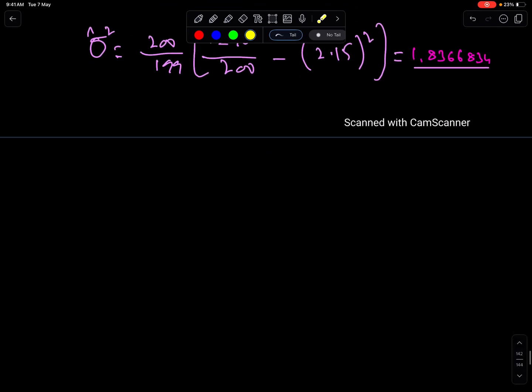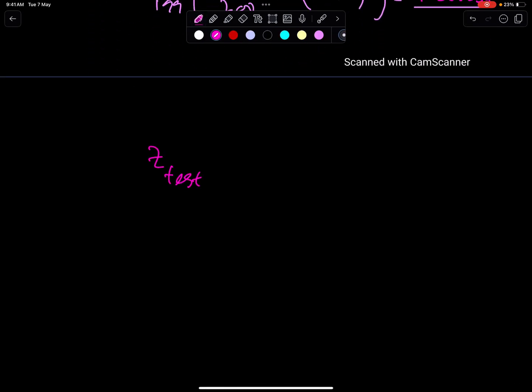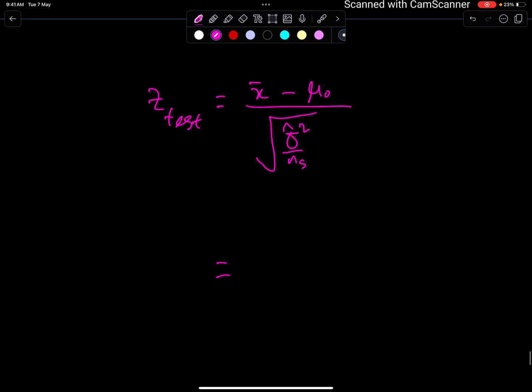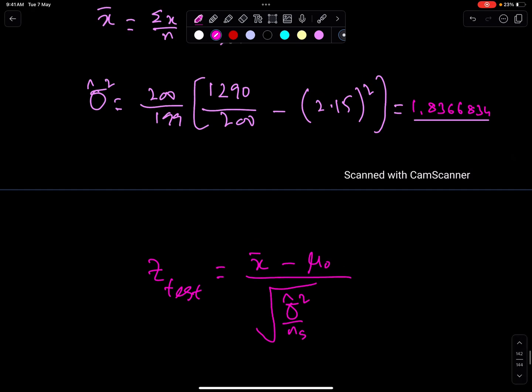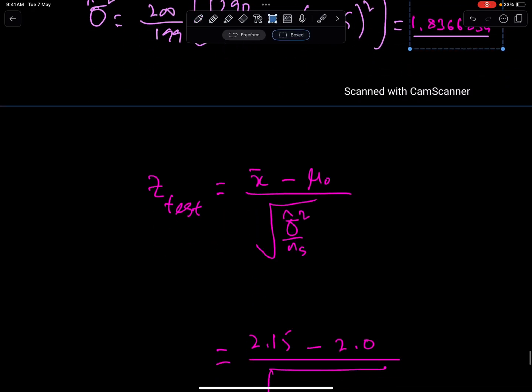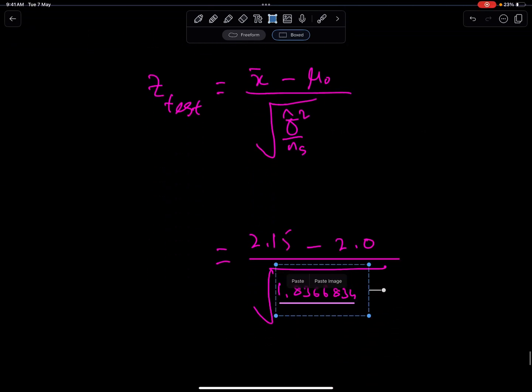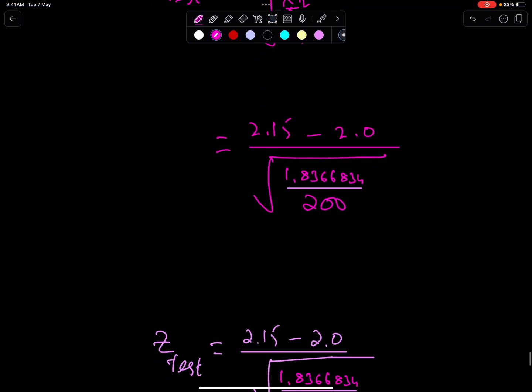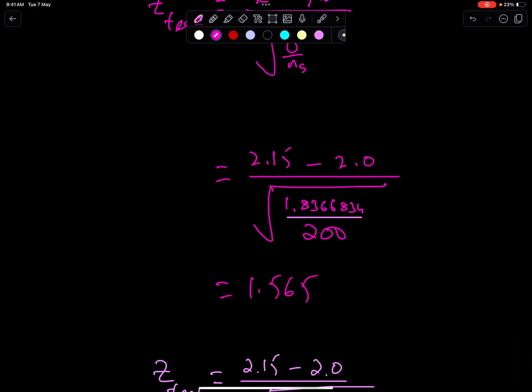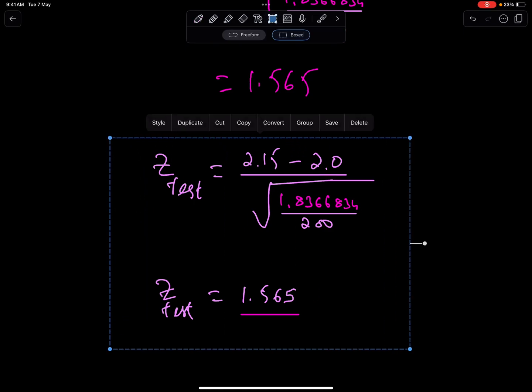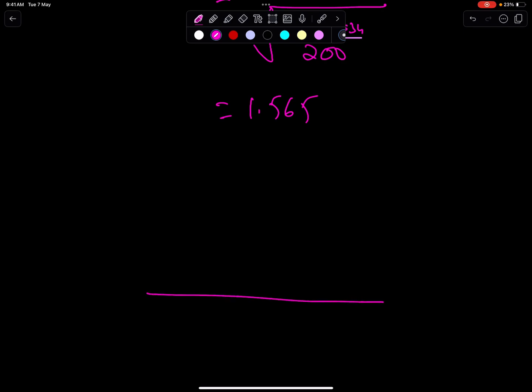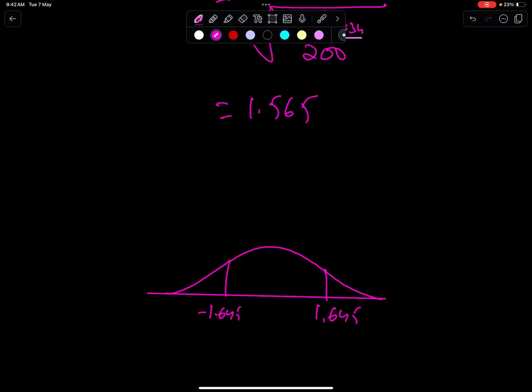Now, let's perform the test. So Z test is x bar minus mu naught over the square root of sigma cap square over n. X bar is 2.15, mu naught is 2.0, and sigma cap square is, just copy this, divided by 200. Now this number is 1.565. Let's compare this number with the critical value. The critical value is 1.645 on the upper side and minus 1.645 on the lower side. Since our answer is positive, we need to compare this value with this value.